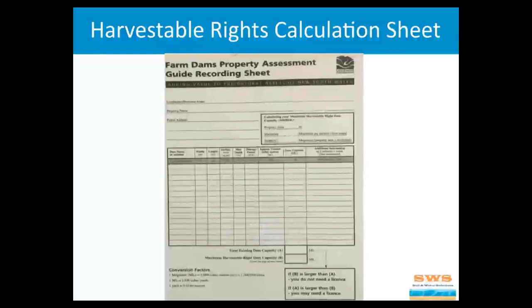So you can see we can locate our property area and our multiplier effect, which gives us our maximum harvestable right, and we can subtract from that any known or existing dams on the property and their capacities, and that will help us determine what we've got available as you plan your property management in the future.